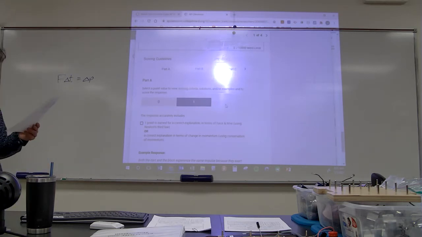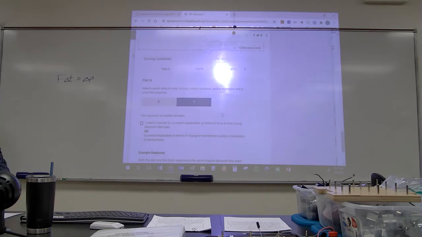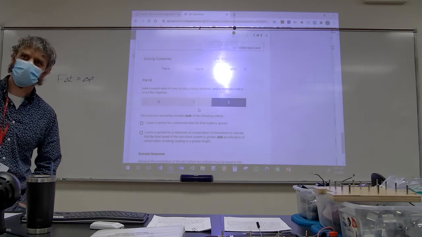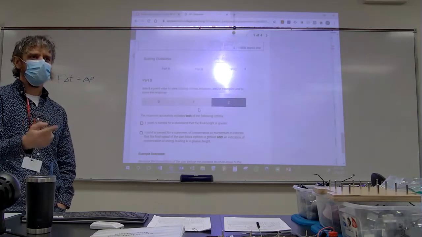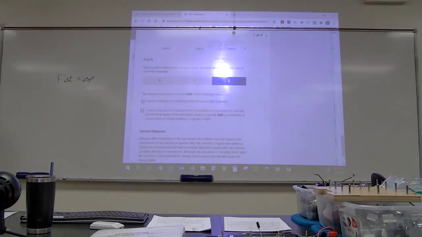Part B: if the speed of the dart as it embeds itself into the block is greater than v, how would the maximum height reached by the center of mass of the dart-block system compare to h? Explain your response without deriving or manipulating equations. So again, this is conceptual. Do you understand physically what's going on? The answer is pretty obvious, right? If the block goes farther, what happens to h? Yeah, it goes up. This one's 2 points.